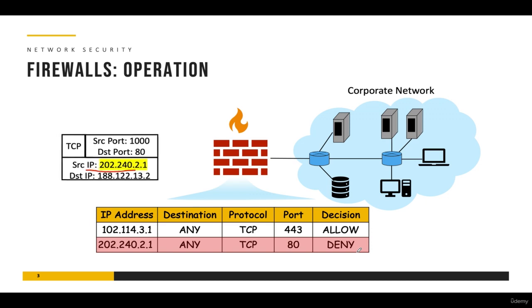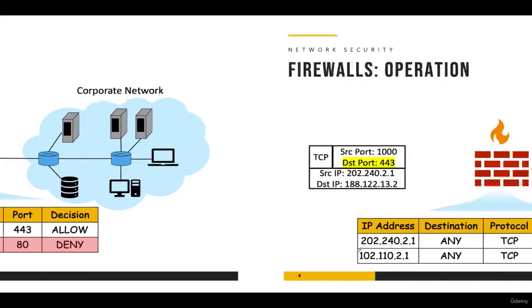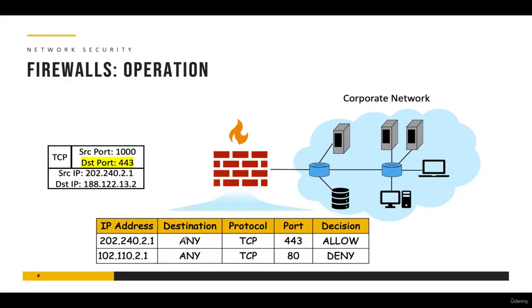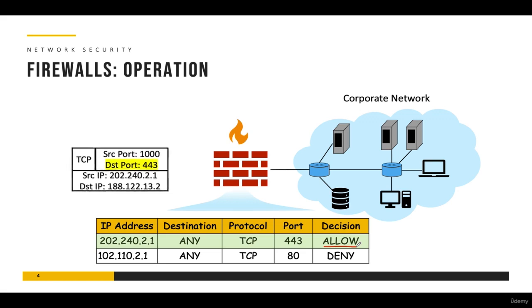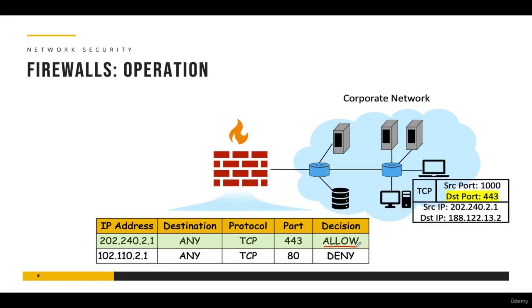So when this packet is sent, it will be blocked by the firewall and it would not be able to enter the corporate network. In contrast, in this example, the firewall states that IP address 202.240.2.1 should be allowed to enter the corporate network. So the default decision is to allow it. This time when the packet passes through the firewall, it would be allowed. That's why it is often said that a firewall is only as good as the rules that it specifies. The strength of your access control list determines the strength of your firewall.